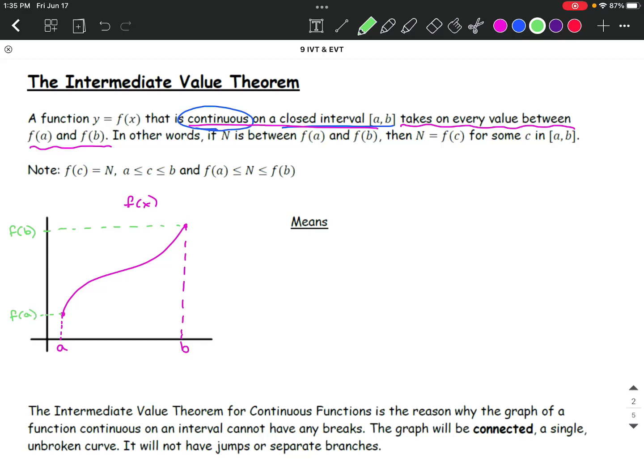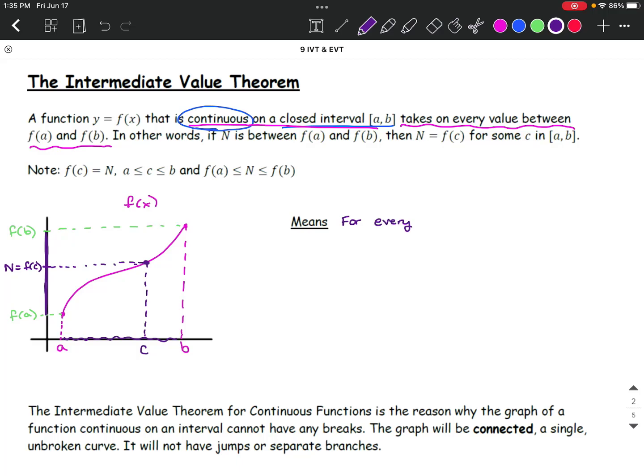Now, no matter what value I pick in between here, I can call it n, I can call it f of c. No matter what value, any height in between f of a and f of b, any one I pick, has to have a corresponding point on the graph that is going to have an x value, I'm going to call c, that has to be between a and b. That's what the intermediate value theorem says, okay?